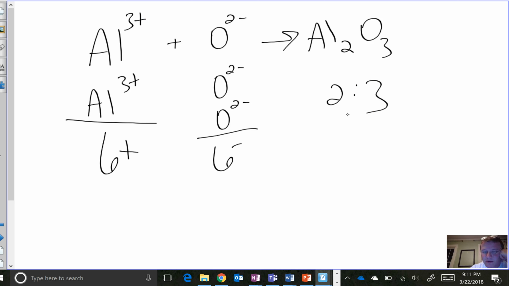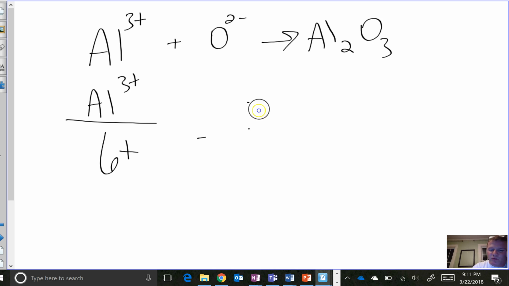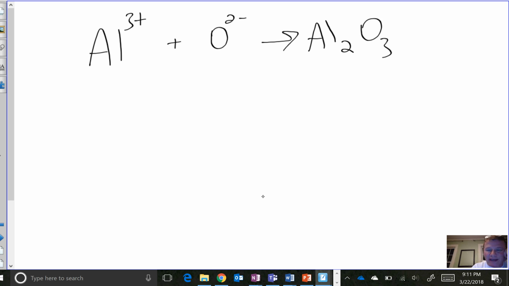Okay, and that could get a little time consuming, trying to figure out the lowest common multiple there and go from there. So I'm going to show you the super secret shortcut method. Don't tell anybody. Alright, so anytime, here's the rule. Anytime you have unlike charges, I'll write this down here.